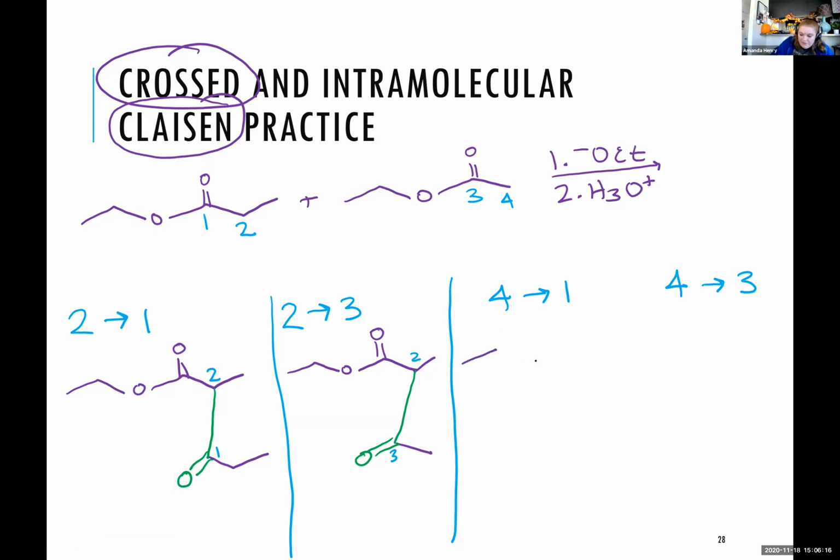So now we're going to use the other alpha carbon. So I'm going to go from alpha carbon number 4 to carbonyl carbon number 1. We're going to form that new bond. Leaving group leaves. We're just going to redraw that carbonyl. Last one.